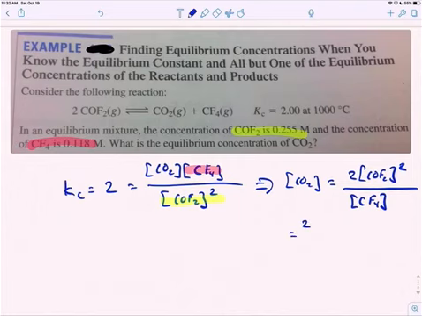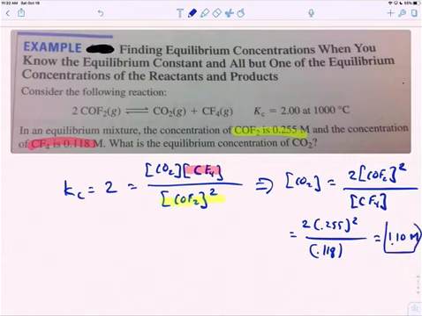So this is 2 times 0.255 squared all over 0.118, just like that. Putting them in your handy dandy calculator, you get 1.10 molar as your answer. Now when you attack these problems, you've got to use math logic.